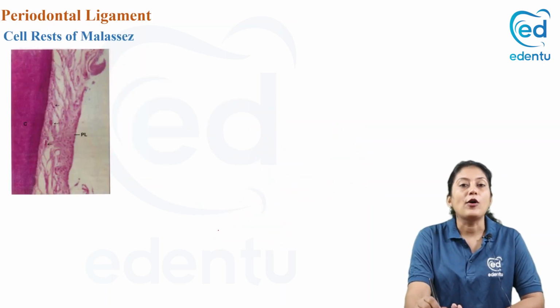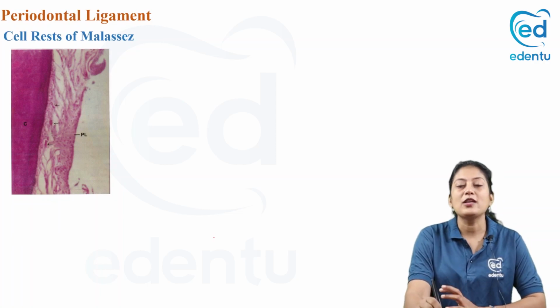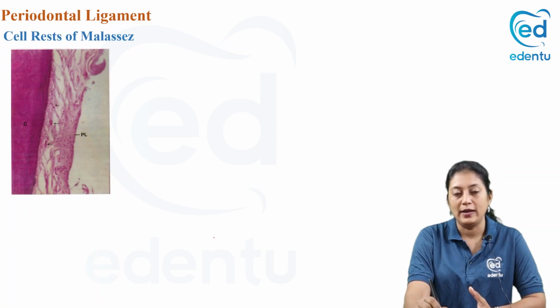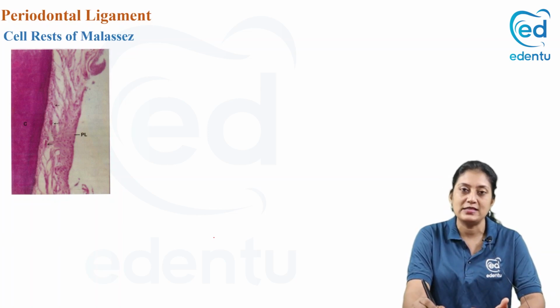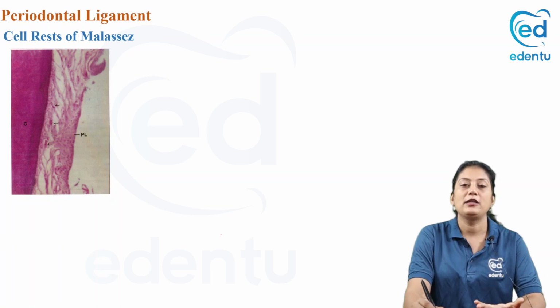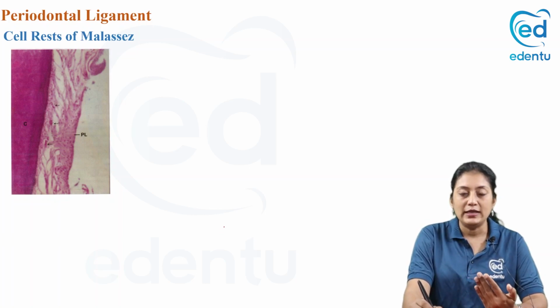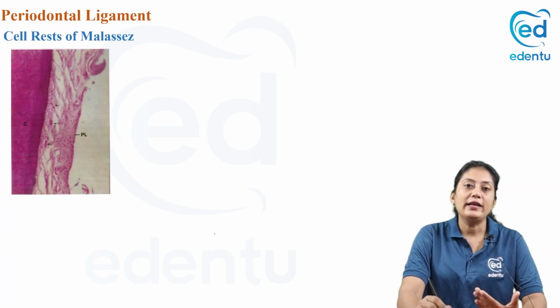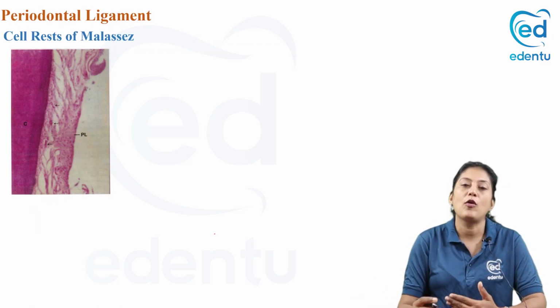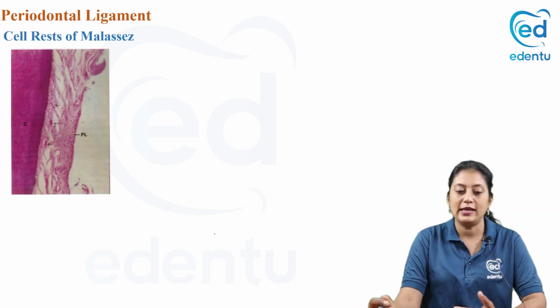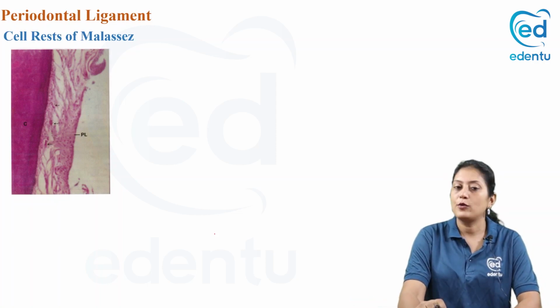So other than the formative and resorptive cells, you also have progenitor cells in the periodontal ligament. The progenitor cells can give rise to defense cells or they can give rise to formative cells. According to the need, different types of cells will form from the progenitor cells. Either a fibroblast will form or an osteoblast will form. Anything can form. That is the function of a progenitor cell.